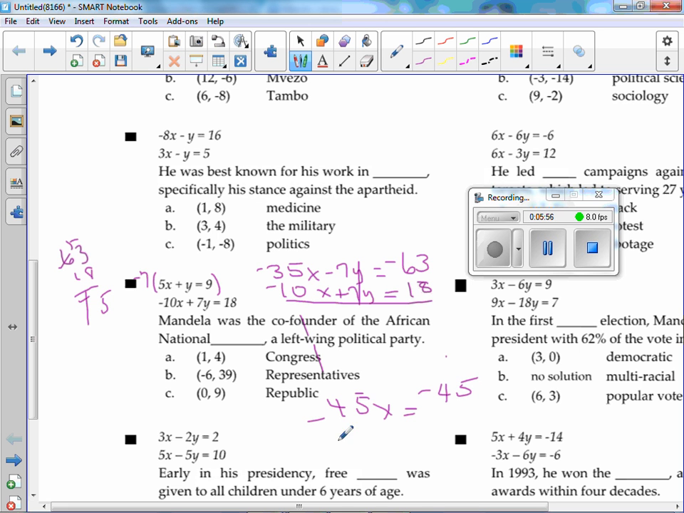Now we're going to divide both sides by negative 45, and thereby we're going to have that x, the value of x, is a what? Positive 1. So if you look here, that's the only one that really works, a positive 1, but you can always go back and plug in. Now see if you can do the rest of it without any help.